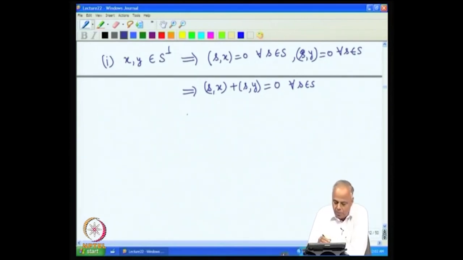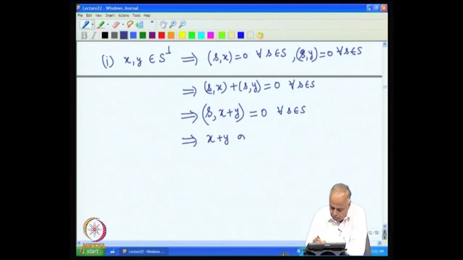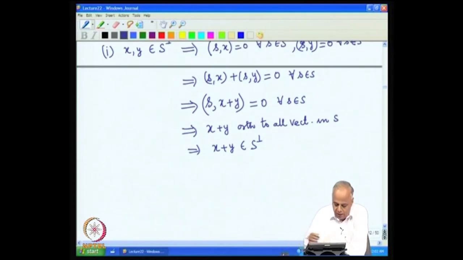Now, we know that the inner product is right distributive and left distributive. So, we can write this as <s, x plus y> is 0, because <s, x plus y> is <s, x> plus <s, y>. So, this is for every s. This says the vector x plus y is orthogonal to all vectors in S. That is exactly the meaning of the fact that x plus y belongs to S perp. Therefore, we have seen that whenever x and y belong to S perp, x plus y also belongs to S perp. This shows that S perp is closed under addition. So, hence S perp is closed under addition.